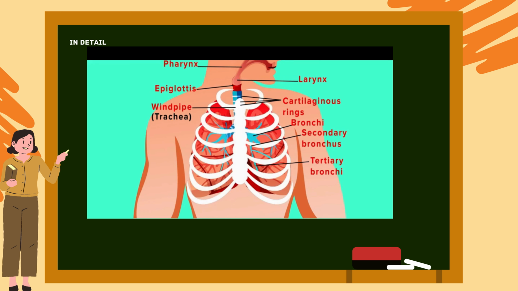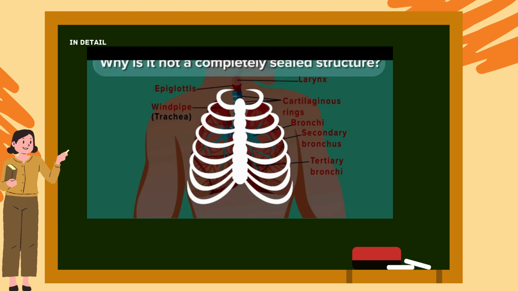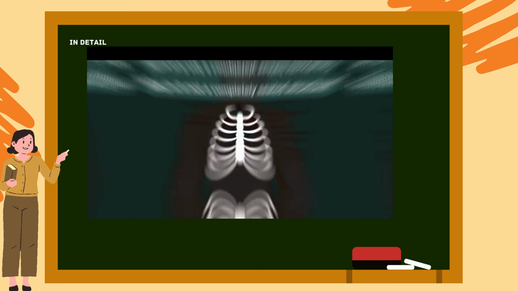Here is a question for you to think about. Why does the rib cage have a cage-like structure with gaps in between, and why is it not a closed, sealed structure? Think of it and share your response in the comments below.